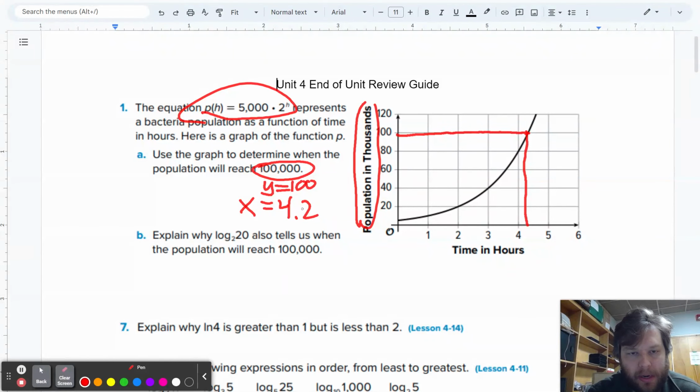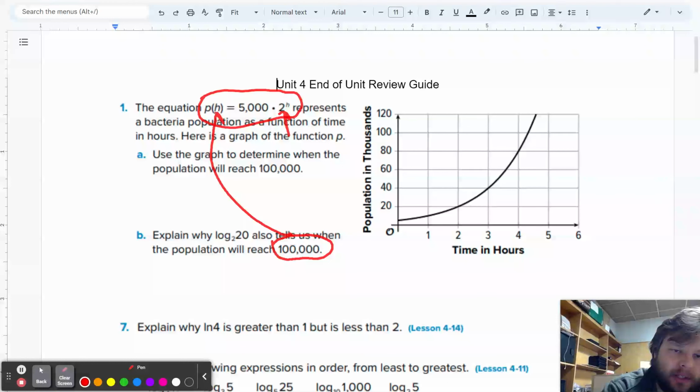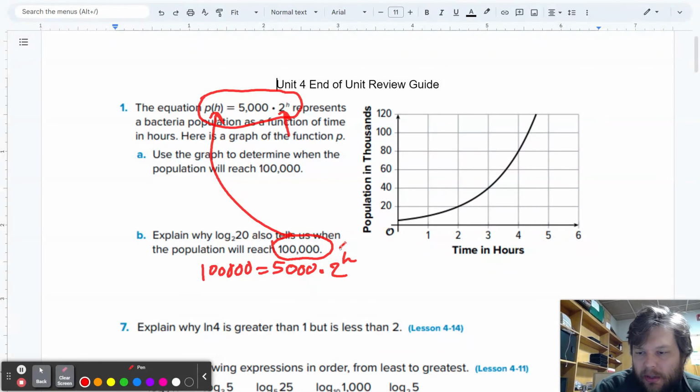And part B says, explain why log base 2 of 20 also tells us when the population will reach 100,000. That seems a little weird because there's no 20 involved in this problem. I see a base of 2, but I don't see a 20. So I can take the population of 100,000 and replace P of H with 100,000, which gives me this equation right here. Now this still doesn't involve the number 20.